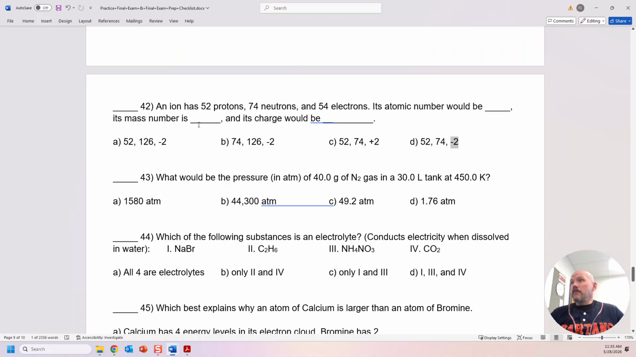Okay. Atomic number is always protons. So now we can eliminate choice B, because we know we have to have 52 for our atomic number. So choice A or choice D. Okay. Choice C and B have been eliminated, right? And then how do we get our mass number? The mass number is not the number of neutrons. The mass number is protons plus neutrons. So we got to do 52 plus 74. And so the correct answer is A.